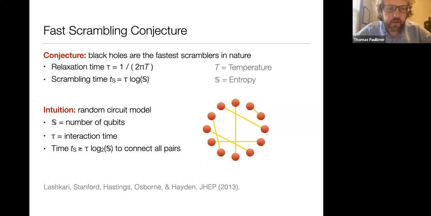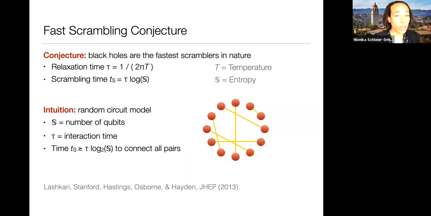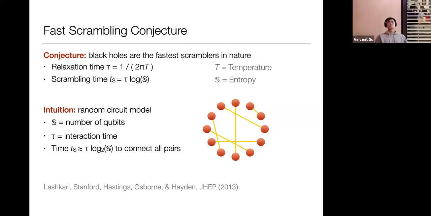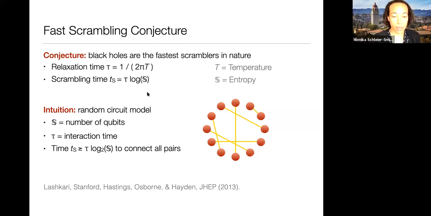There's also a question about what do we mean by fast scrambling? There are two senses in which this is used. One has to do with this characteristic time scale that's 1 over 2 pi times the temperature. In general, things can go slower than that, but nothing can go faster than that. The second has to do with how long it takes for operators to spread over the entire system.